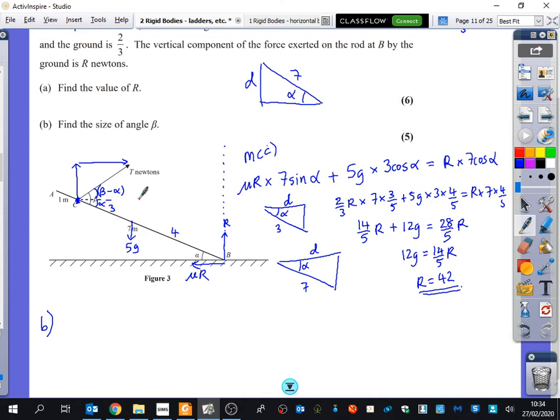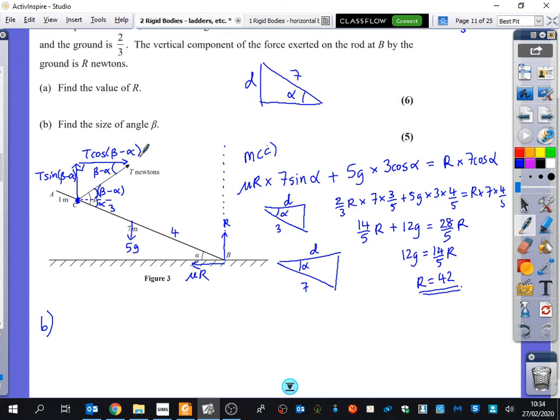This can't be what they want us to do. I'm going to have to check this afterwards and see if I've told you to do it in a completely wrong way. So this is beta minus alpha. This is beta minus alpha. So this one here would be T sine beta minus alpha. And this one would be T cos beta minus alpha. Has that gone too quick, that bit?